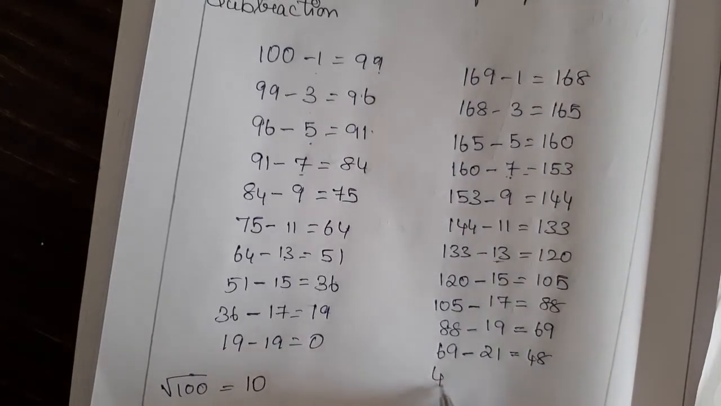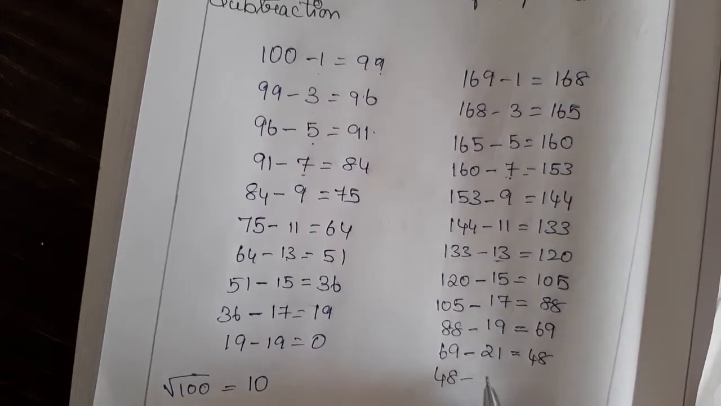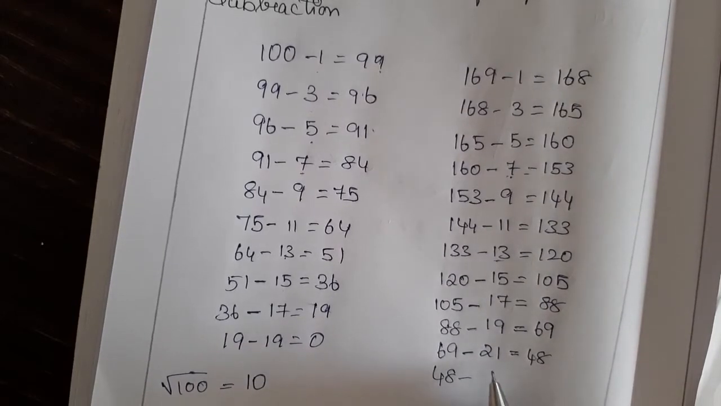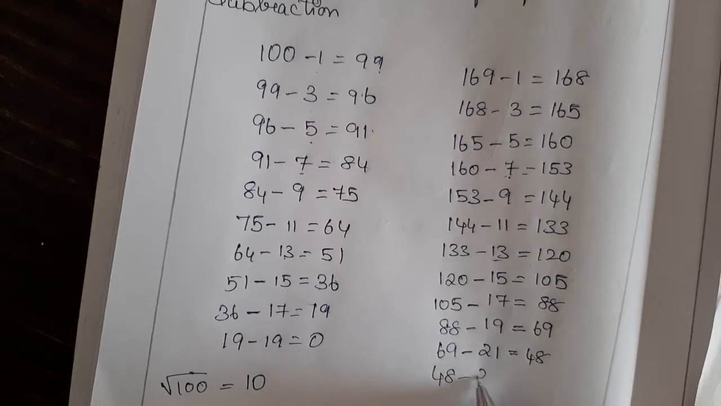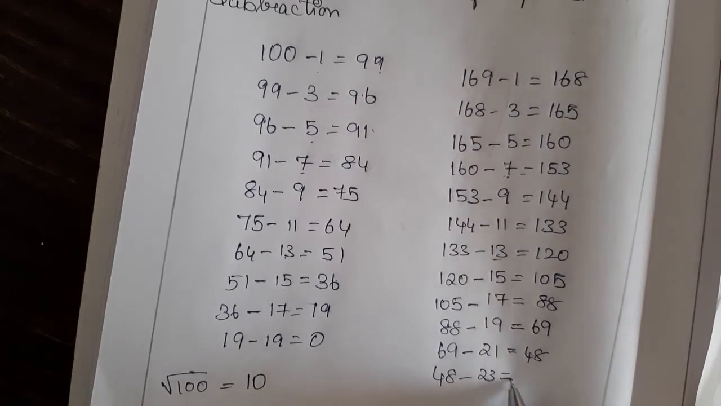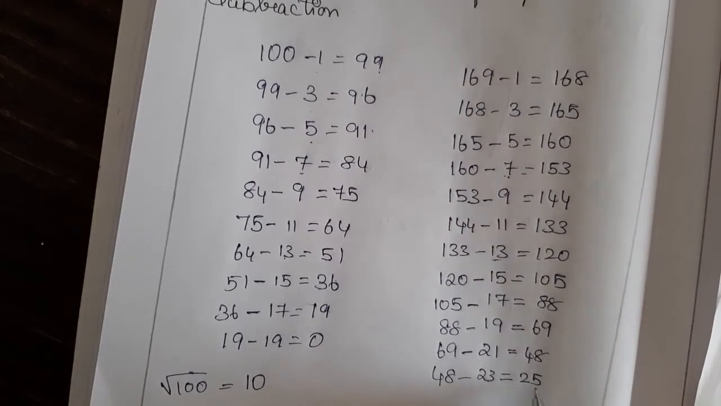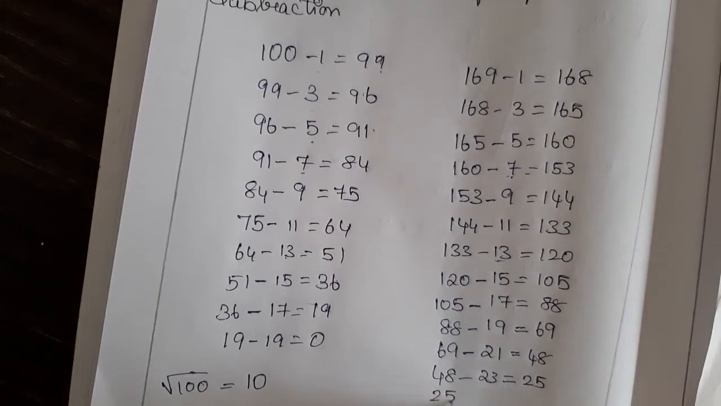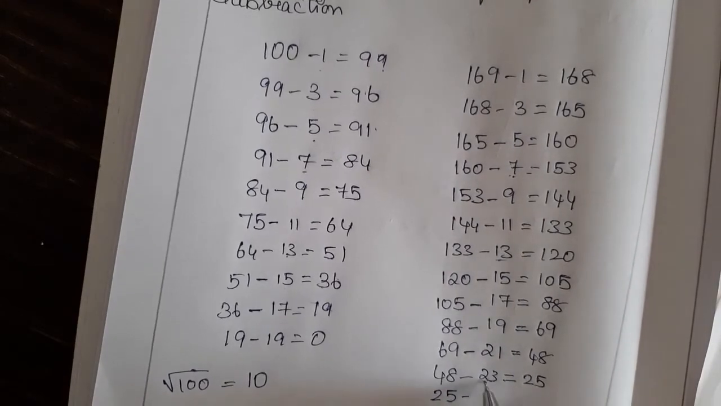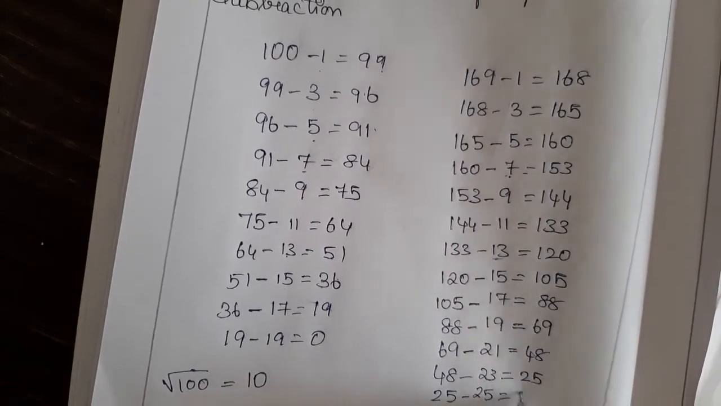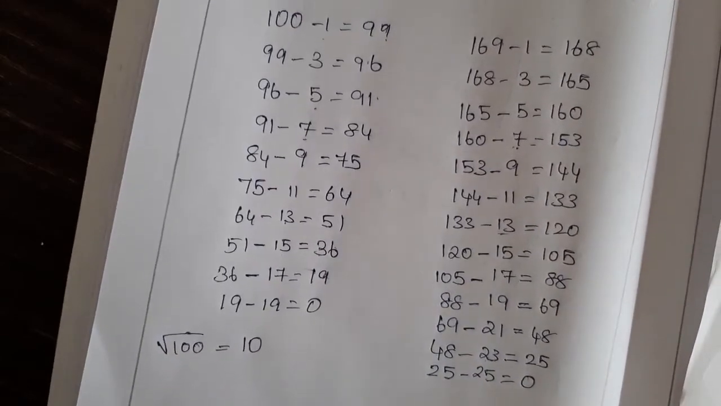And 48 minus the next after 21 is an odd number. Remember, we are only using the odd numbers. 23. We will be getting 25. Yes, the next step we will be getting 25 minus the next after 23, which is 25, which is 0. A little longer, right?